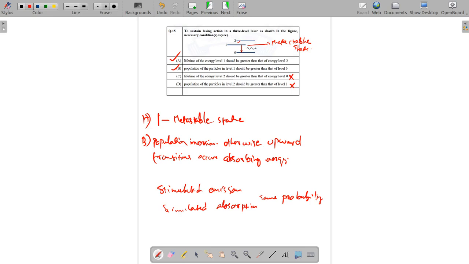So lifetime of energy level 2 should be greater than that of energy level 0. Energy level 0 actually does not have any lifetime, because it cannot decay down. This is not true. So population of the particles in level 2 should be greater than that of level 1, which is also not true. At any instant, level 1 will be having more population, then only you will get stimulated lasing action. So only A and B are true.